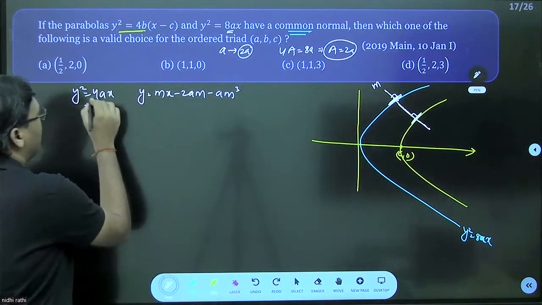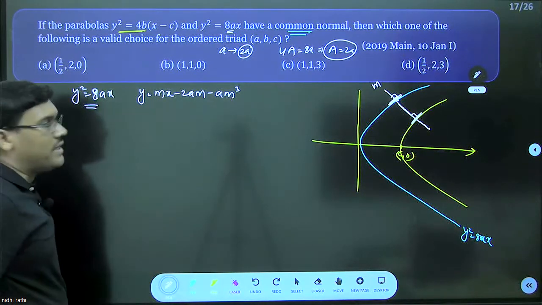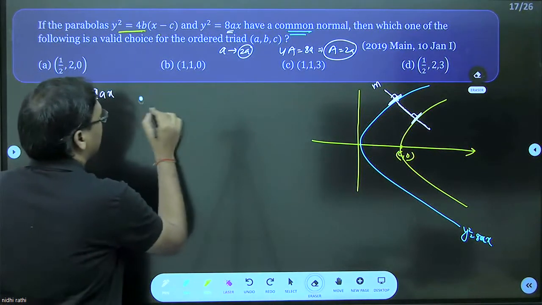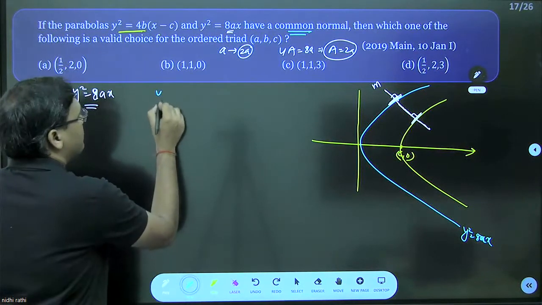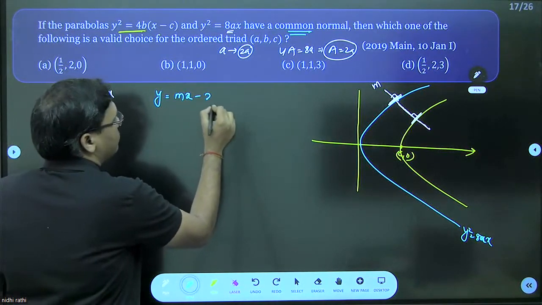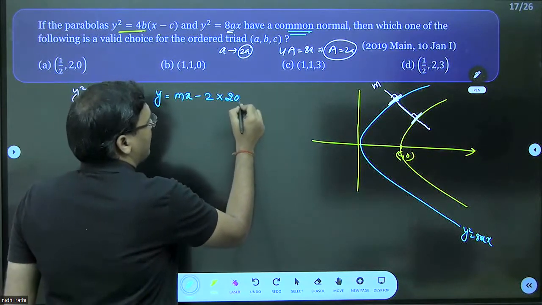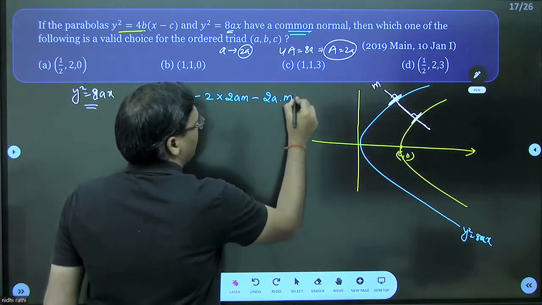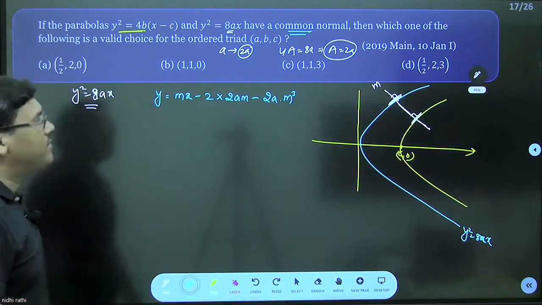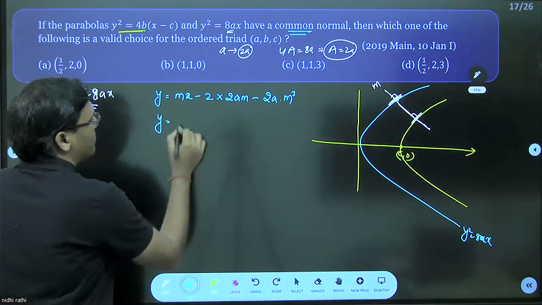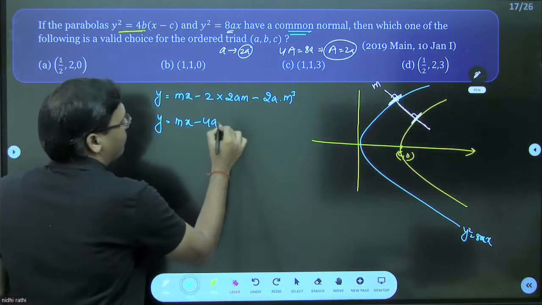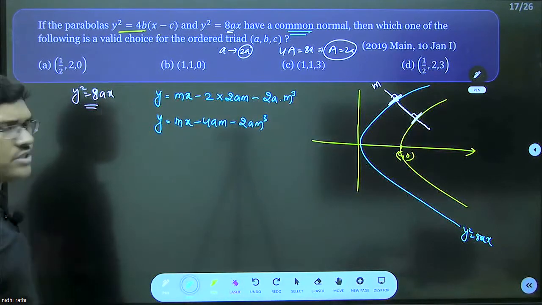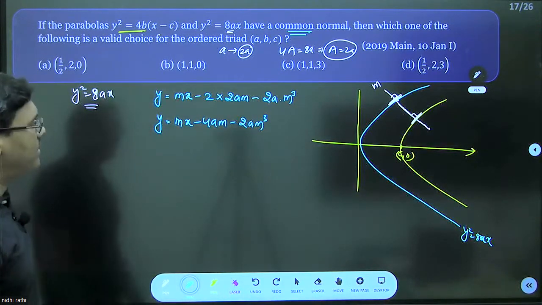So what is the equation of normal to this parabola y square equal to 8ax? I can write this is y is equal to mx minus 2am minus am cube, but for this parabola, a is basically 2a, right? So this is y is equal to mx minus 4am minus 2am cube. So this is the equation of normal with the slope m to this first parabola, right?